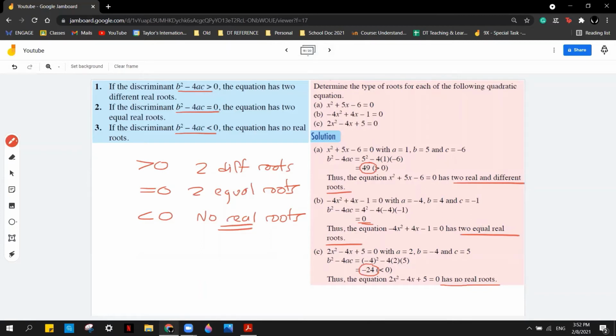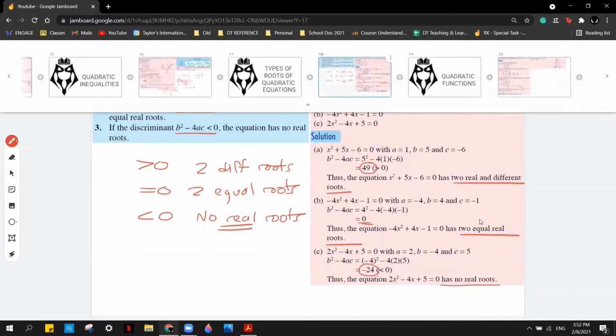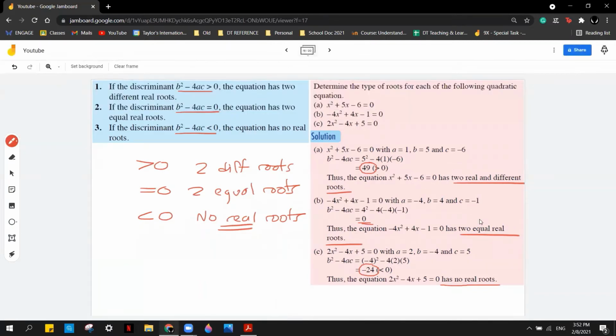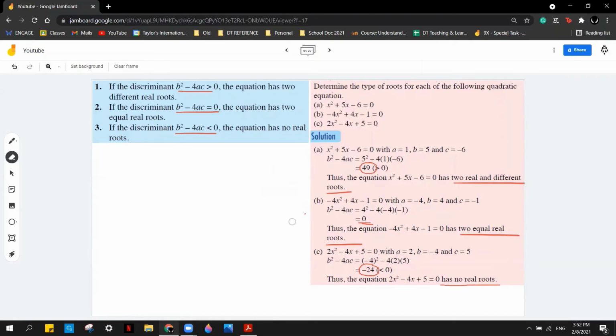Okay, so what does this look like graphically? Let me do a simple sketch so that you can understand it better. If there is a graph, let's say we take number 1 here, two different roots. That means the quadratic function is cutting the x-axis at two different points. This is just to identify them.